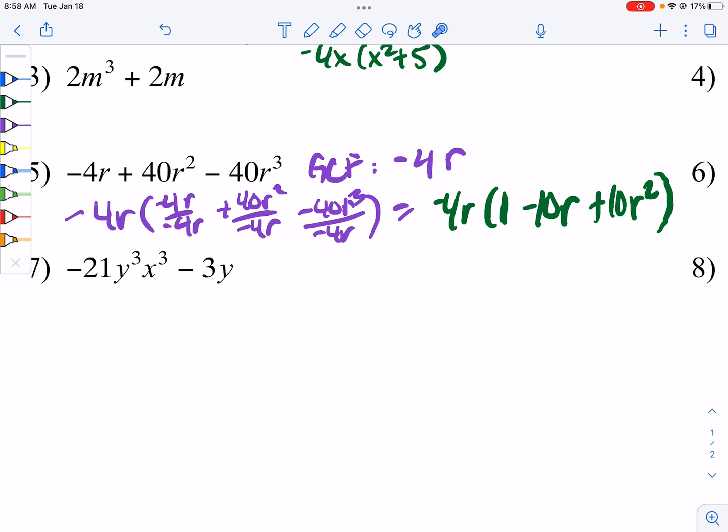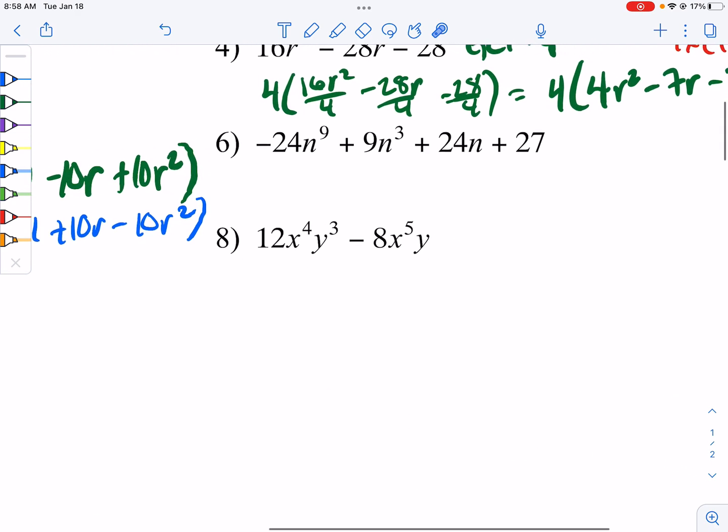If you opted to not put the negative out in front as part of your common factor, then you would just have the opposite sign on everything. So this would be positive, this one would be switched to negative, that would be positive, this would switch from positive to negative. Okay, so both of those are correct, but it's conventional to take the negative out when you have the negative in the first term.